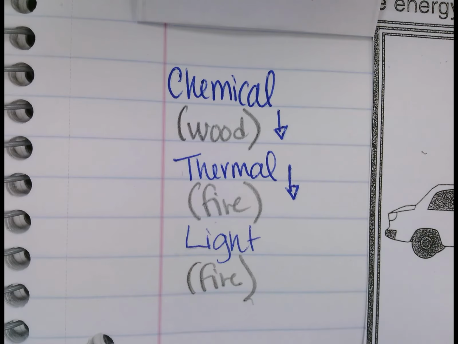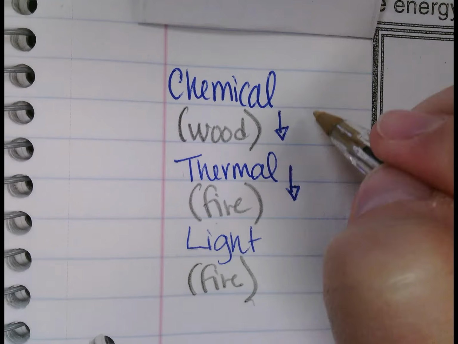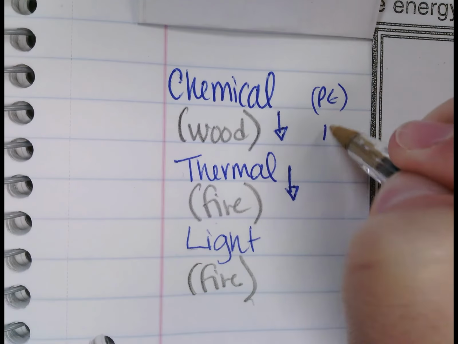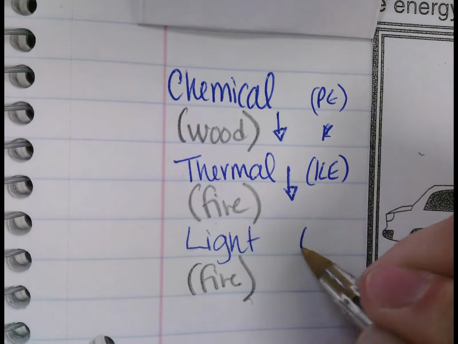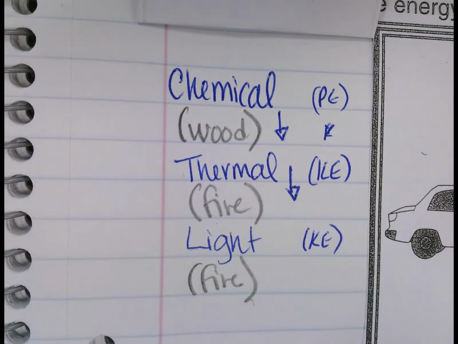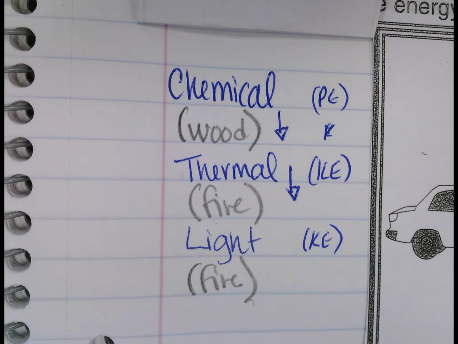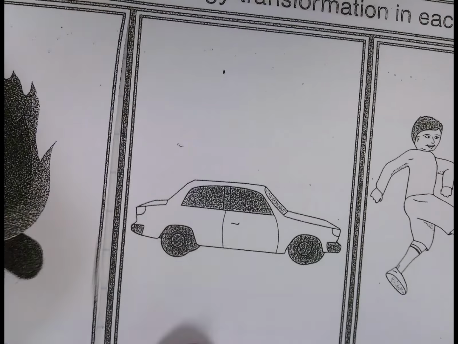So transformations, it's just going from one to another. In this case, it's going PE to KE to KE as well. So thermal and light are both forms of kinetic energy. Okay, so that one's a pretty easy one.